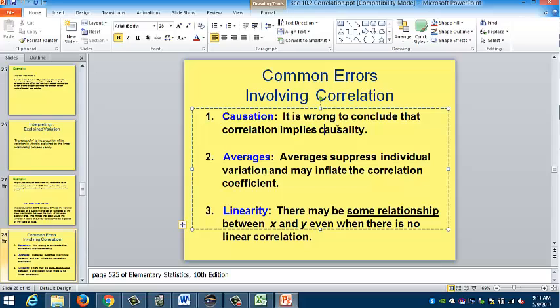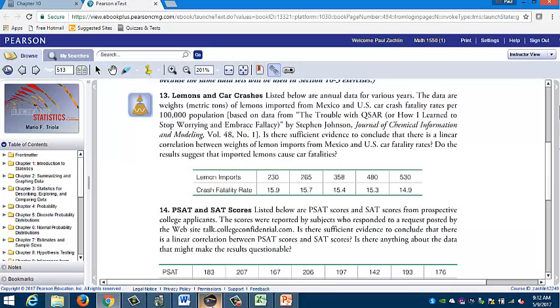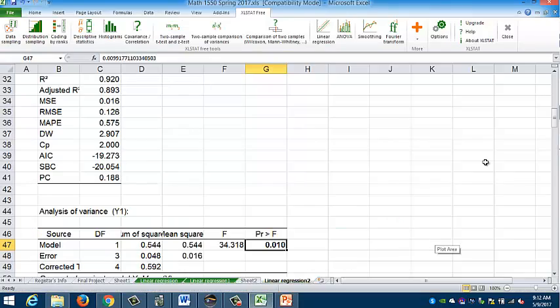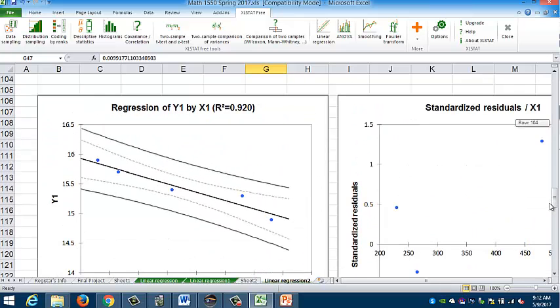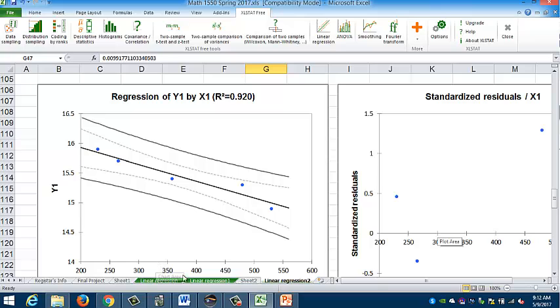Guys, don't you think there's people out there that are going to pick up the newspaper, or see on their news story on their phone this graph, and on the bottom it says lemon imports, and on the top it says car crashes, and they see how close the data points are to the line, they might say, oh yeah, so lemons are causing car crashes. No, they're not. They're correlated. They're not causing it. So do understand that about this. And I think that's the whole point of that problem.